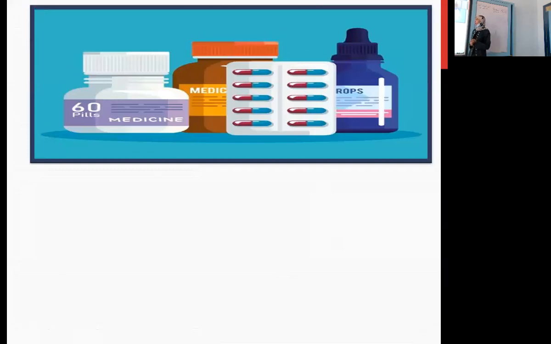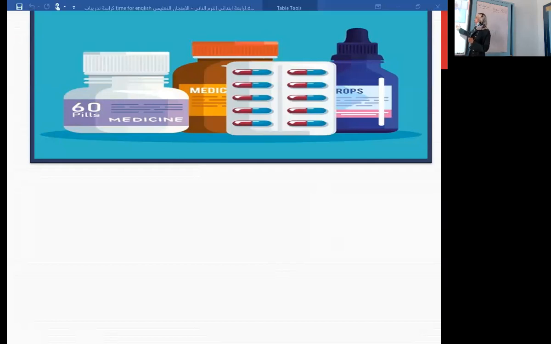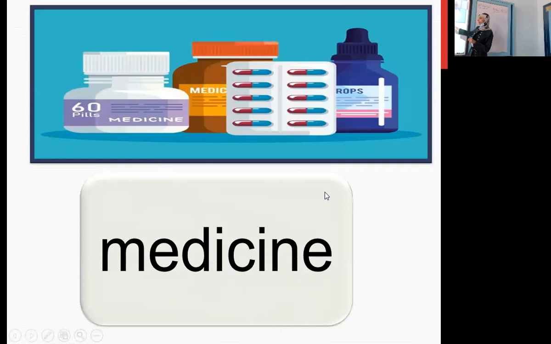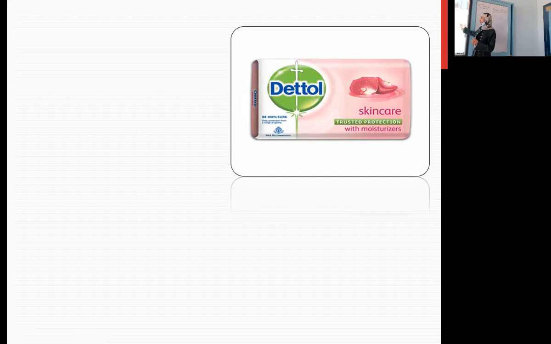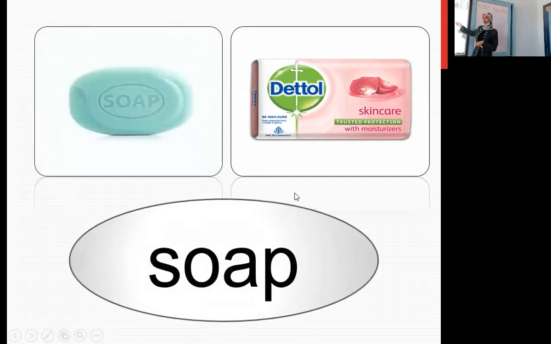What can we buy from the chemist? Of course, we can buy, what is this? Of course, it's a medicine. So this is called medicine. And what else can we buy? Yeah, this is what we call soap. So we can buy also soap from the chemist.